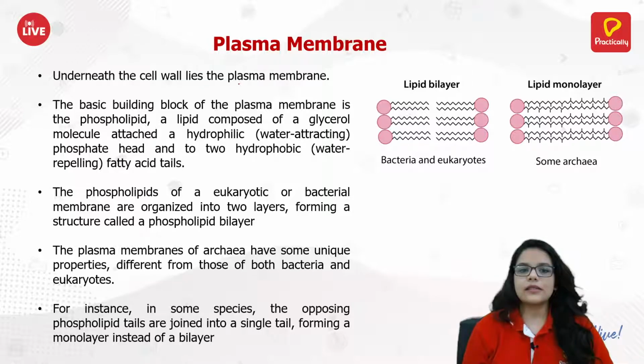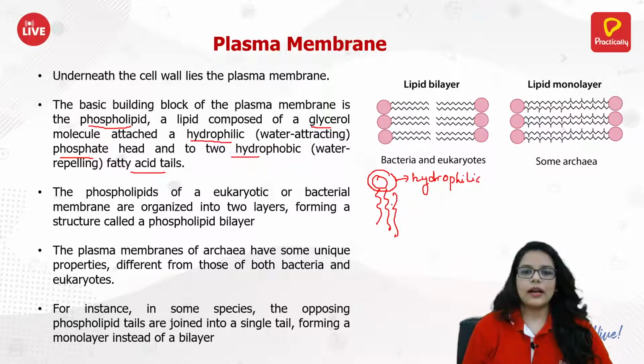So this is the plasma membrane. Now, what is the plasma membrane? It is made up of phospholipids, a lipid composed of a glycerol molecule attached to a hydrophilic phosphate and two hydrophobic fatty acid tails. So basically, it looks like this. This is the head. It is hydrophilic; it attracts water. And there is the hydrophobic tail. These are fatty acids, so they repel water. So they are hydrophobic.